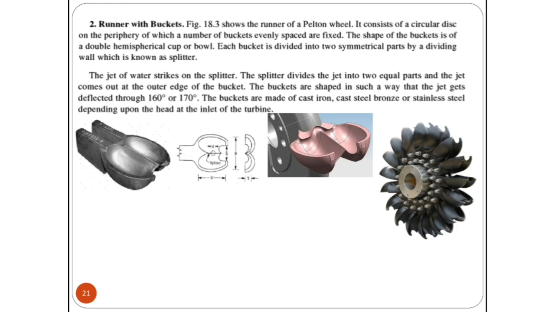So here it will strike in the horizontal direction to the splitter. The splitter will split the jet into two equal parts, and the jet leaves the bucket at an angle of 160 to 170 degrees. The buckets are made up of either cast iron or cast steel, bronze or stainless steel, depending upon the head at the inlet of the turbine.